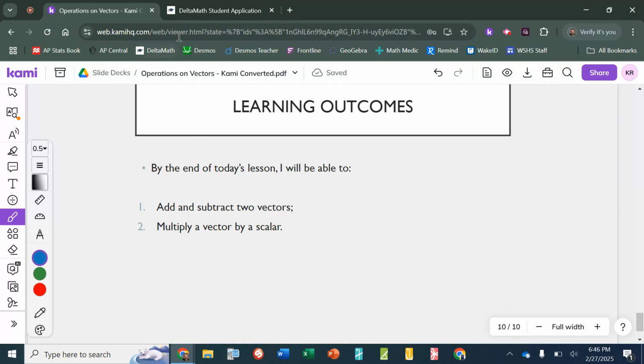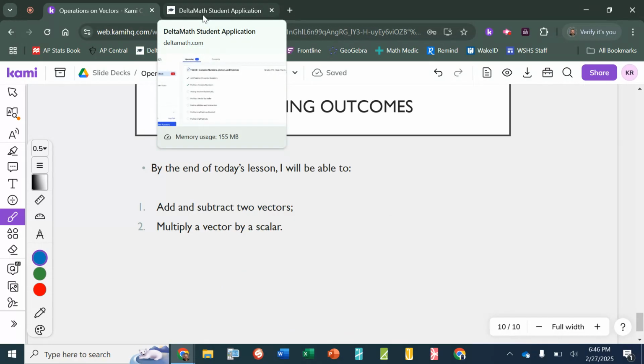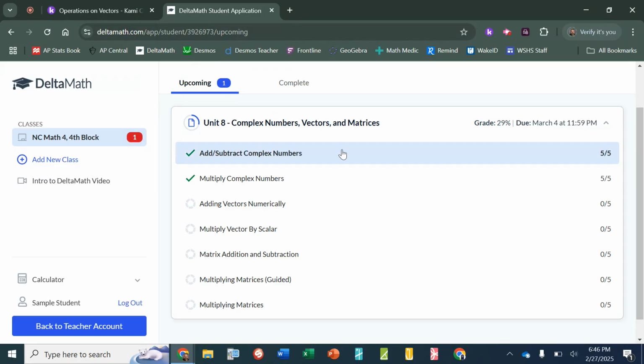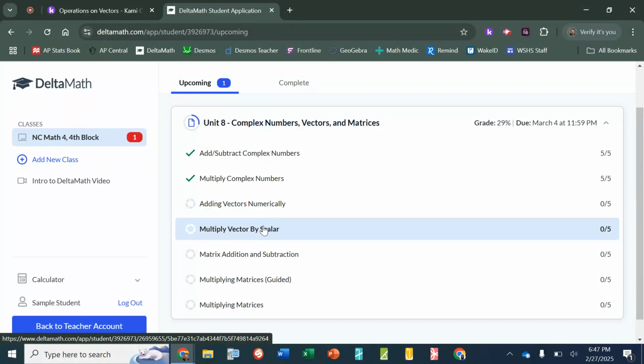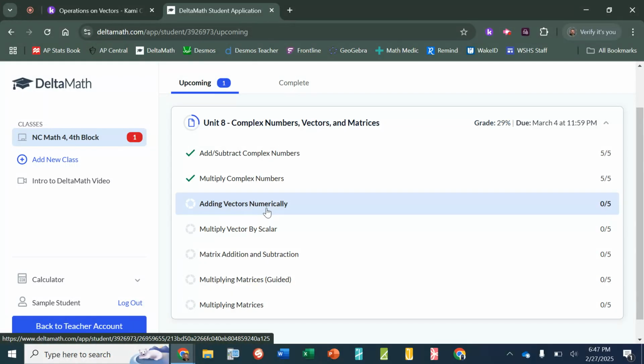Now, let's go ahead and take a look at your Delta Math assignment and what it looks like in Delta Math. So as you can see here, you've got two skills. We have adding vectors numerically, and then we have multiply vector by a scalar. So let's take a look at this first skill, adding vectors numerically.